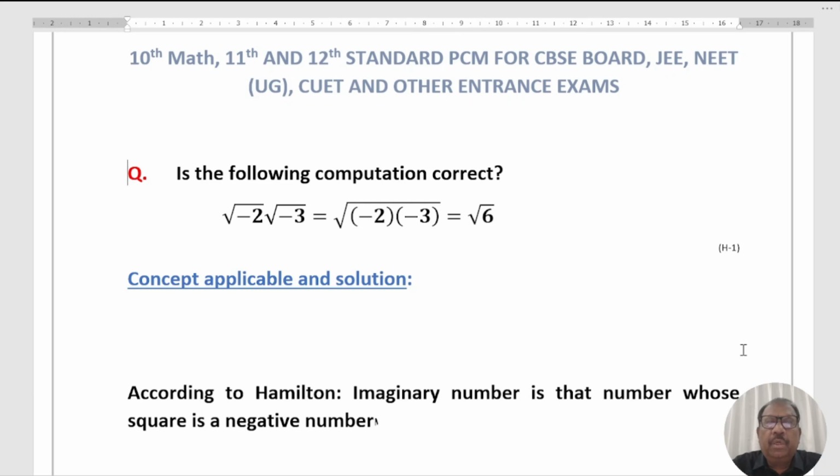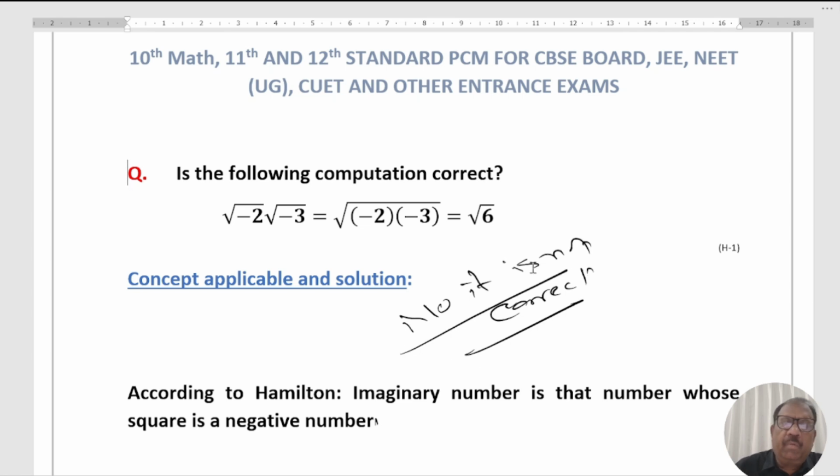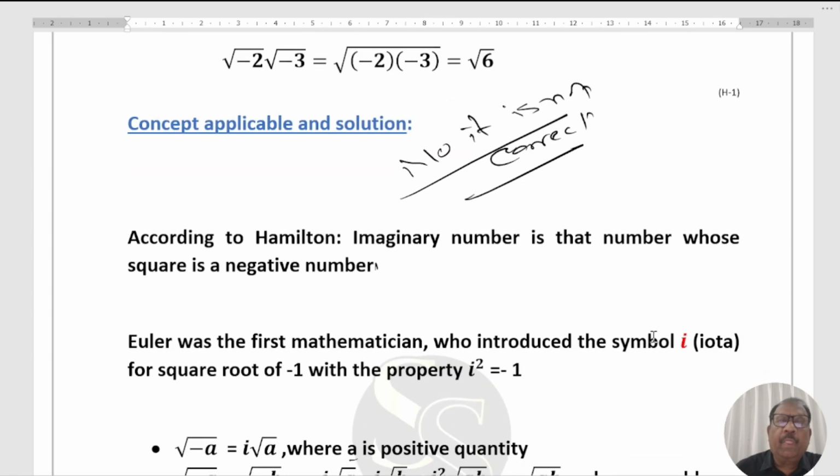Question: is the following computation correct? Under root minus 2 into under root minus 3 equals root 6. No, it is not correct. Certain basics will be discussed before giving the reason.